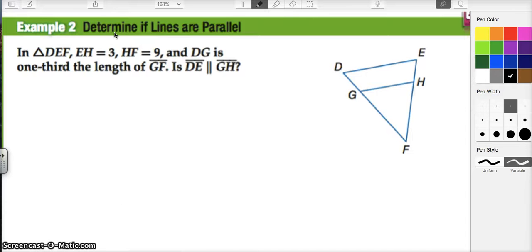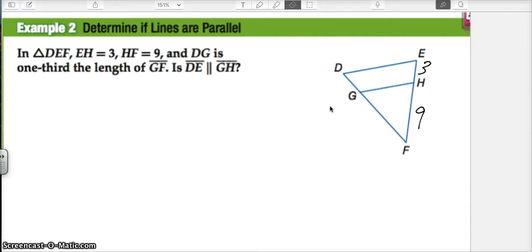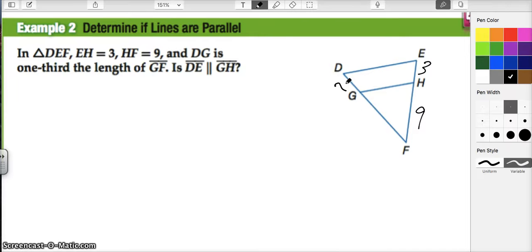Here in example 2, we're going to determine if lines are parallel. So we're given this triangle DEF, and we're given that EH is 3, HF is 9, and DG is 1/3 the length of GF. So that's going to make us have to write this in a way that'll make it convenient for us. So if DG is 1/3 of GF, then if I call DG, let's say X, GF would have to be 3X because DG is 1/3 of GF. I hope that makes sense.